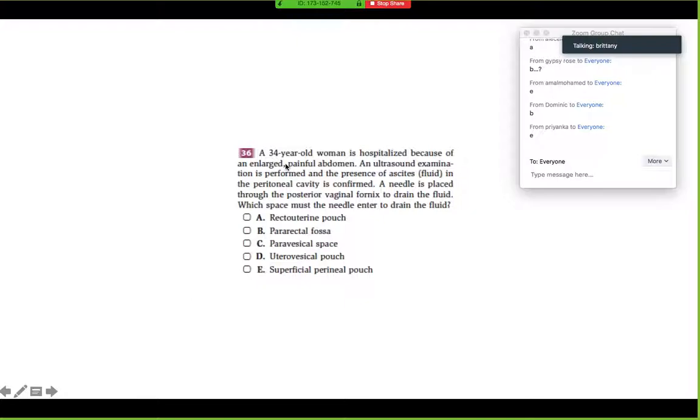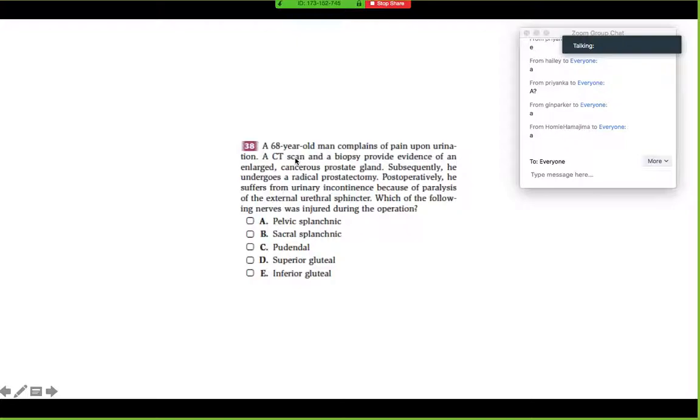Okay, so another woman in her 30s, hospitalized because of an enlarged, painful abdomen. The ultrasound is performed, and she has ascites, so fluid accumulation in the peritoneal cavity. A needle is placed through the posterior vaginal fornix to drain the fluid. What space did it enter? Yeah, I think you guys got that one all down. I added this one too because I just wanted to show you different ways that they could ask this question. But she said you're going to get a question about it. So you guys are going to get this one for sure.